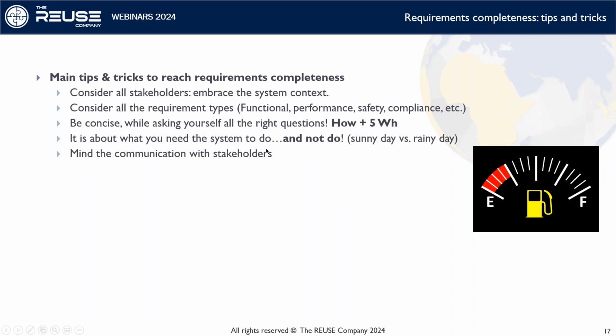It's also about what you need the system to do and not do. So requirements should convert the expectations expressed by the stakeholders and future users, but also cover what could happen if we have an unwanted behavior or the use is a misuse of the system. We'll see an example in the next slides. So sunny day versus rainy day. And finally, the communication with stakeholders is very important, because this is what drives the requirements definition.